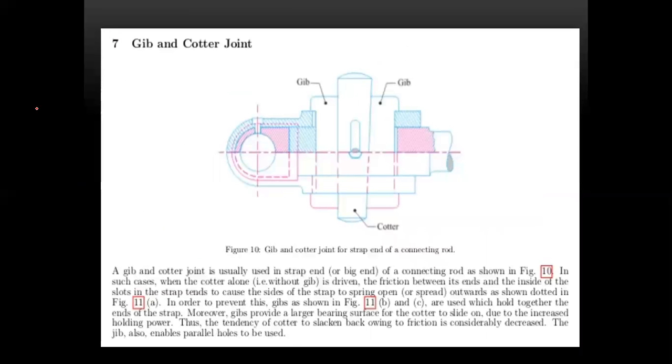Next one, the gib and quarter joint. Next design is a gib and quarter joint. So this is a gib. This one is a gib. This one is a quarter. This one is the other member, the shaft member.